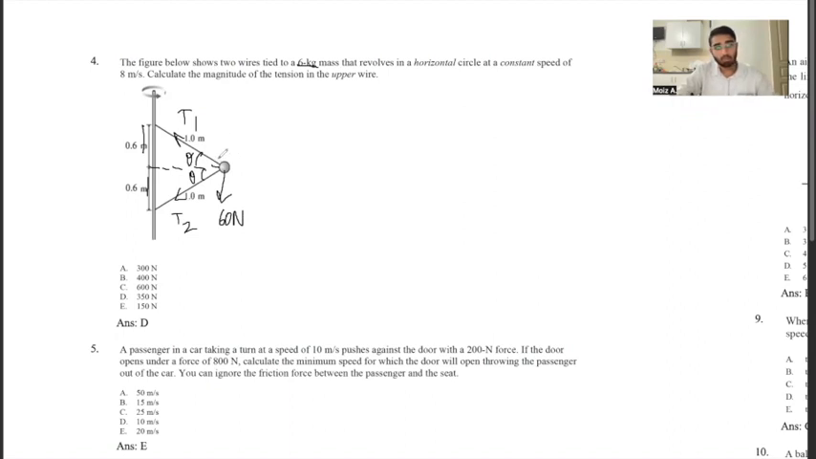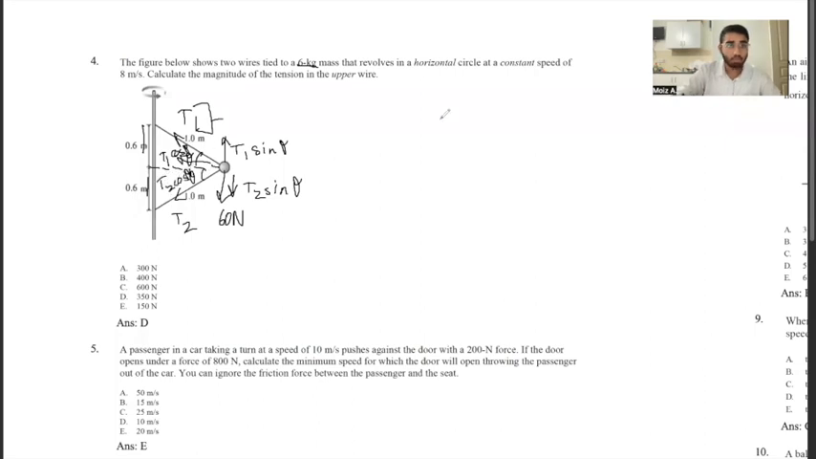So first of all, we're going to break these down into horizontal and vertical, like sine and cos. Up there it's going to be sine and here it's going to be cos. All right, so this is T1 sine theta, and here it's going to be T2 sine theta as well. And this is going to be T1 cos theta, and this is T2 cos theta.